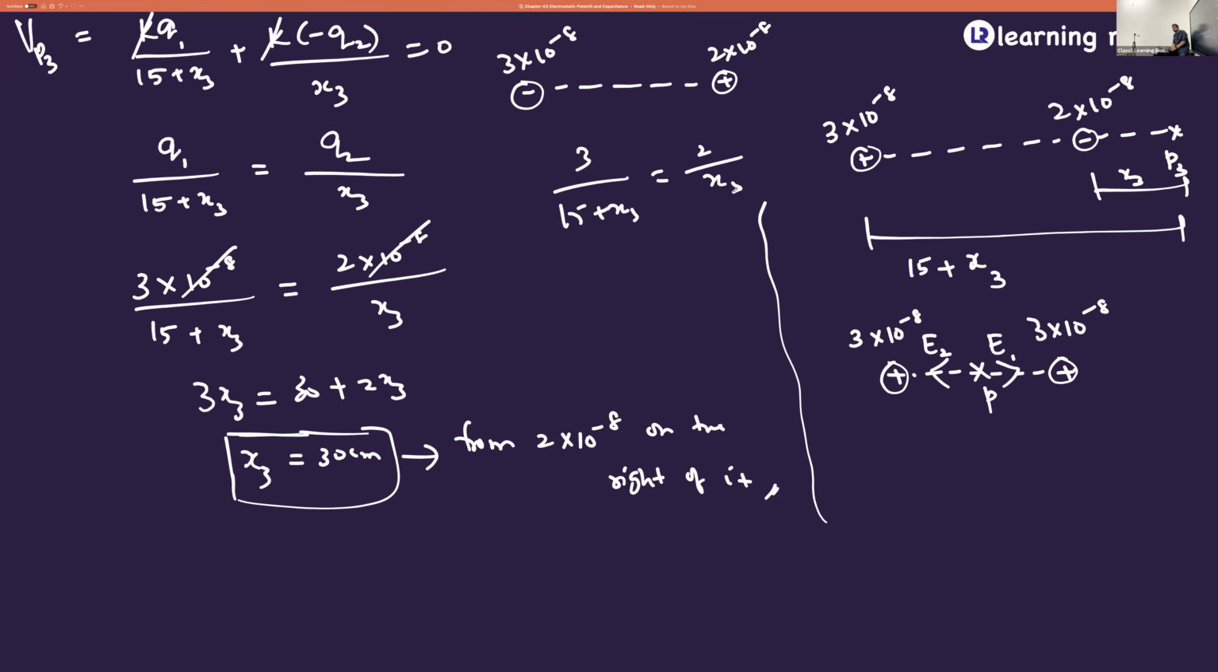Both are right. You need to write both. X is equal to 9, and 45 is on the other side.